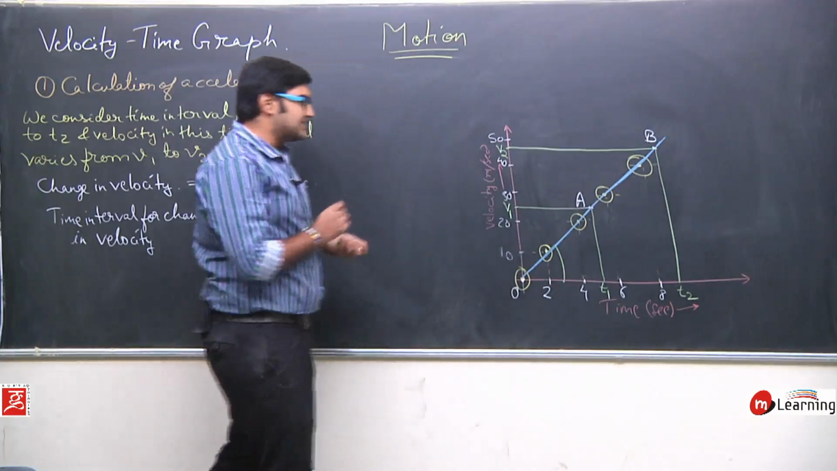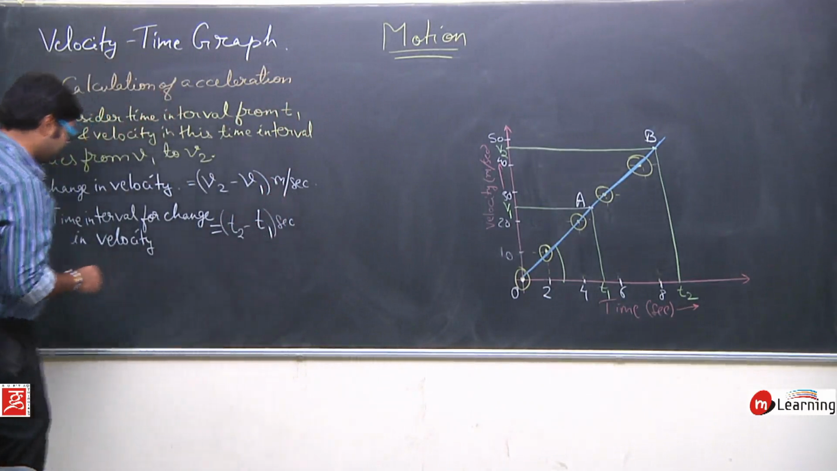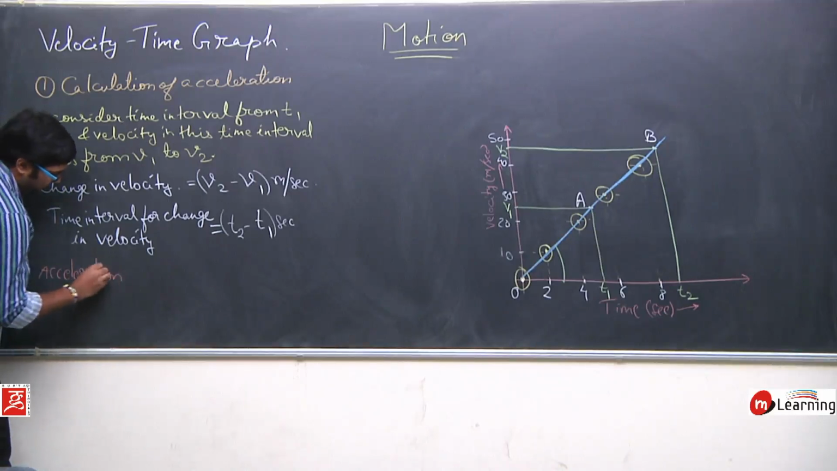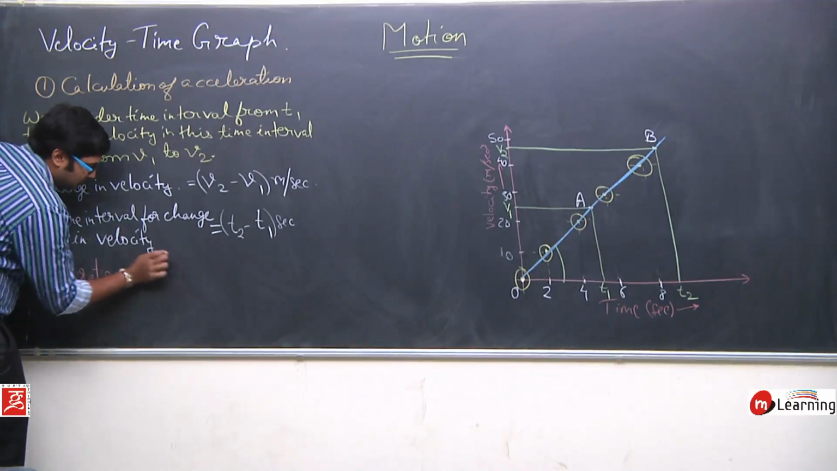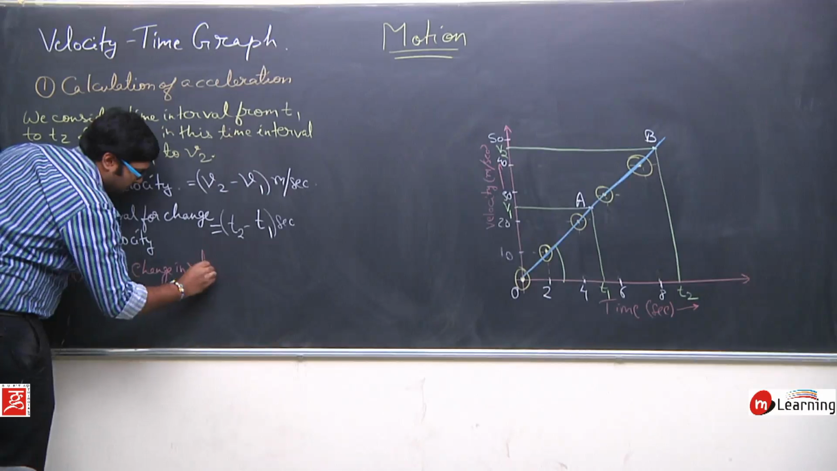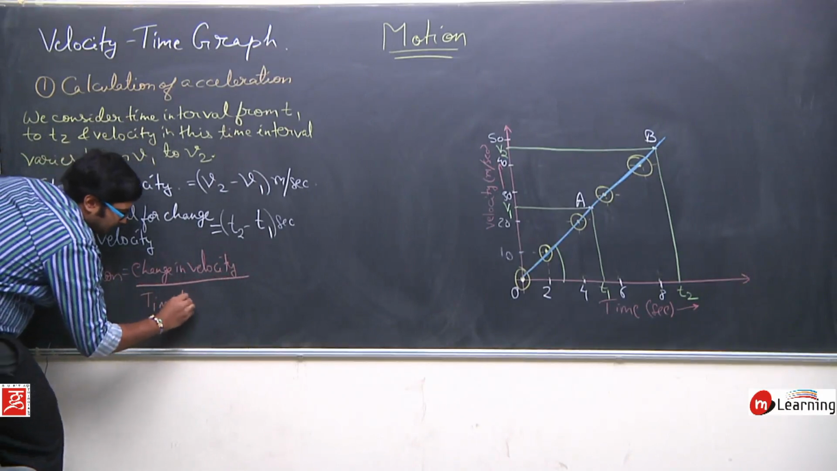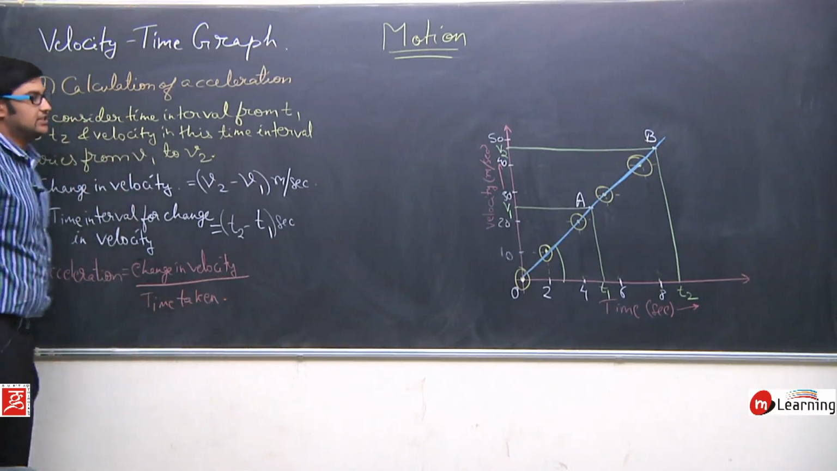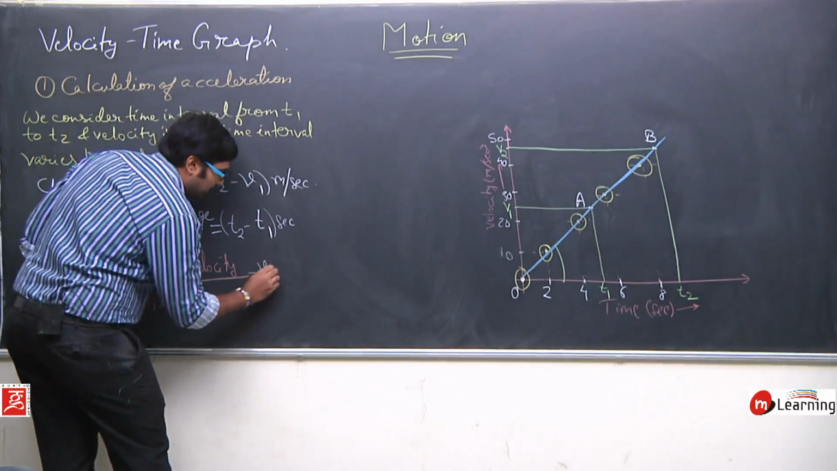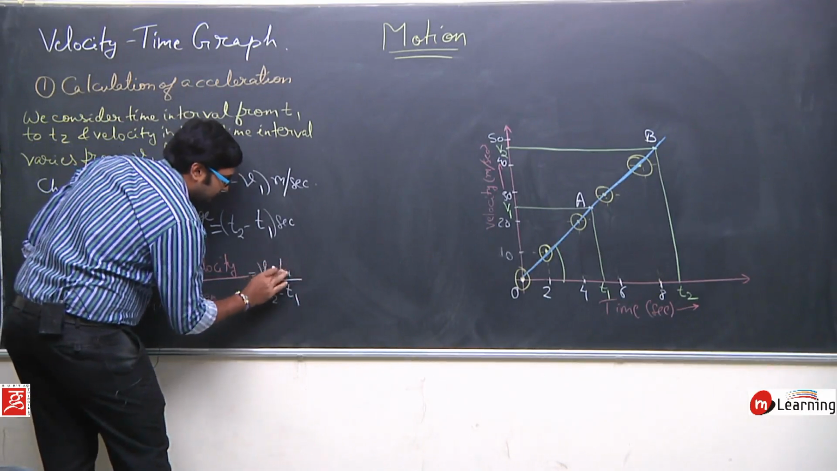Now, how is the acceleration calculated? Acceleration is change in velocity upon time. So here I will say acceleration is equal to change in velocity upon time taken, that is, the time taken for this much change in velocity. So here we will say the change in velocity is v2 minus v1 upon the time interval t2 minus t1.